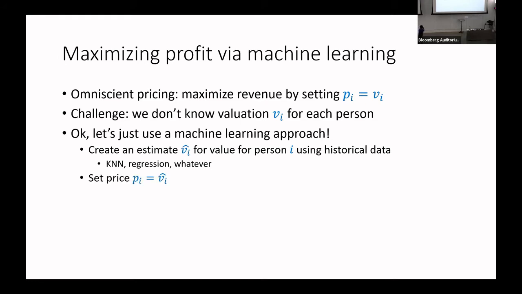Then I set the price exactly equal to the estimated valuation, because if my machine learning model is perfect, that's the right thing to do. It's not perfect, but no model is perfect, so let's just pretend it's close to perfect and set the price equal to that. Who thinks this is a good idea, or a fairly reasonable thing to try first?